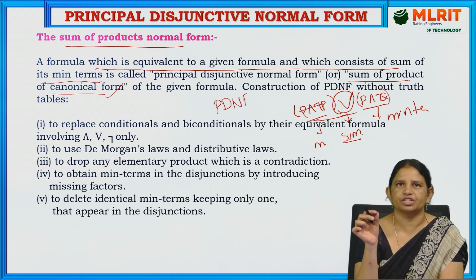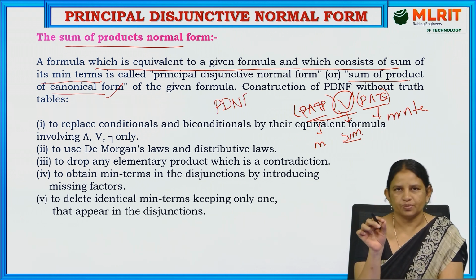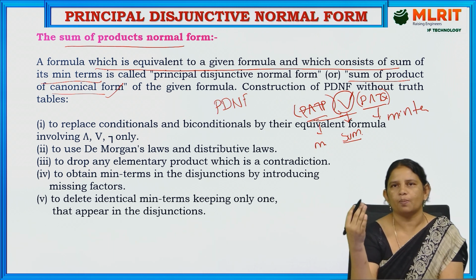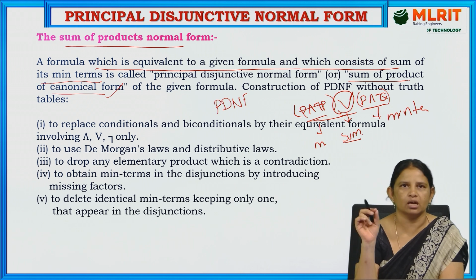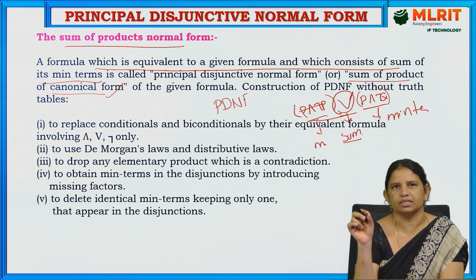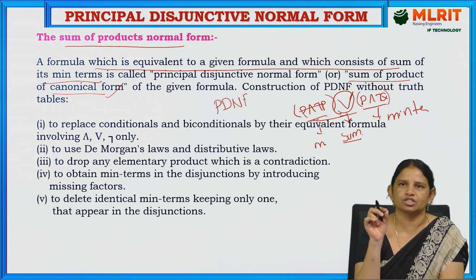PDNF consists of minterms, whereas PCNF consists of maxterms. In the upcoming videos, we'll discuss what PCNF is and how to construct the PCNF. Before going to construct the PDNF, we need to follow some rules and regulations. What are the rules we need to follow for construction of PDNF?